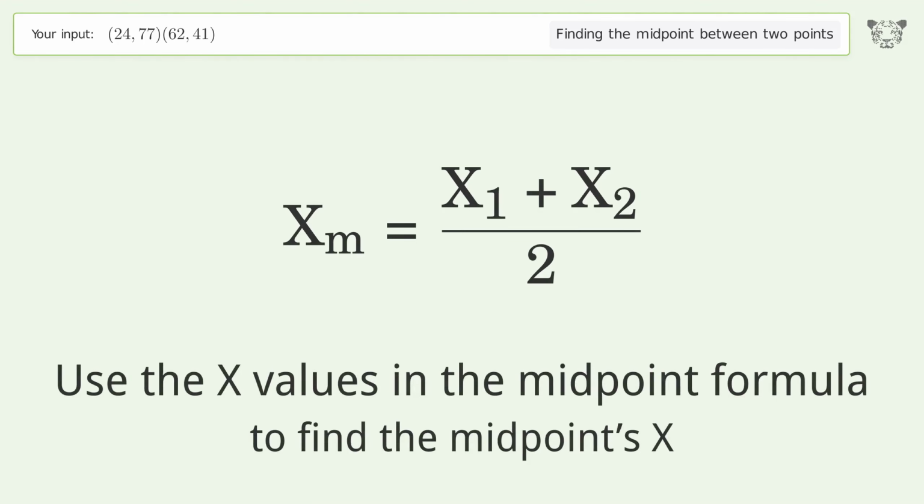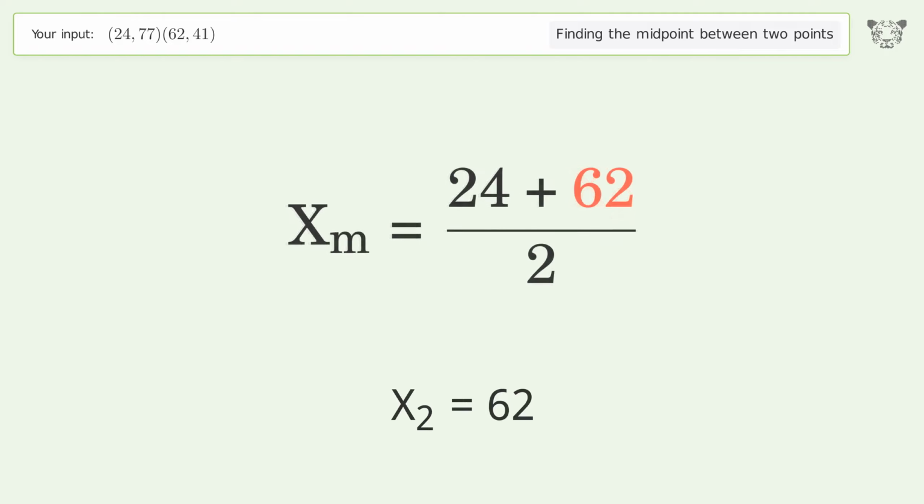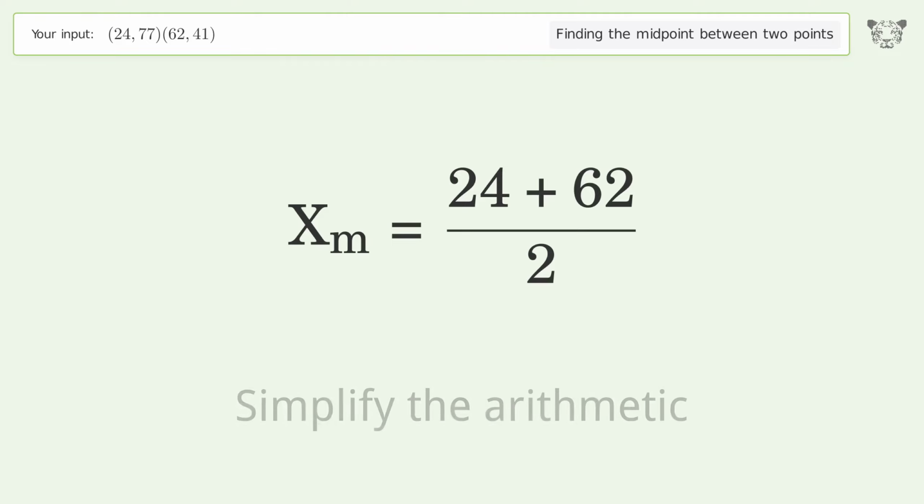Use the x values in the midpoint formula to find the midpoint's x. x1 equals 24. x2 equals 62. Simplify the arithmetic.